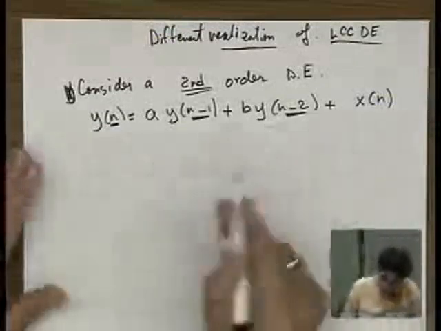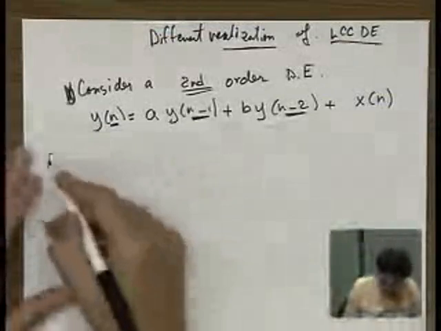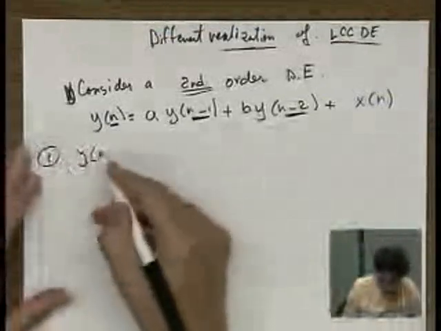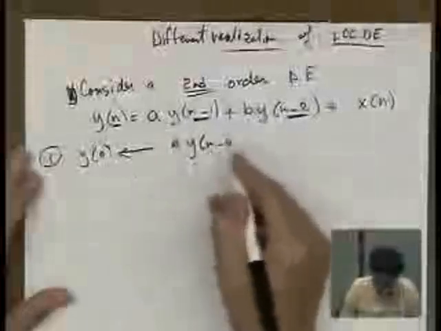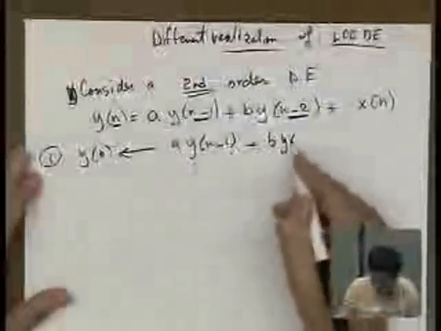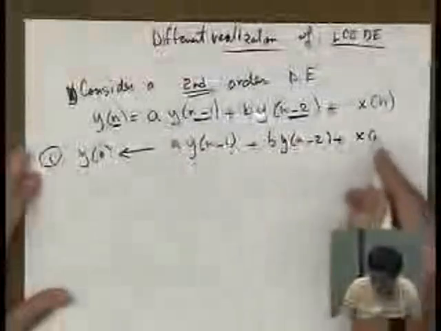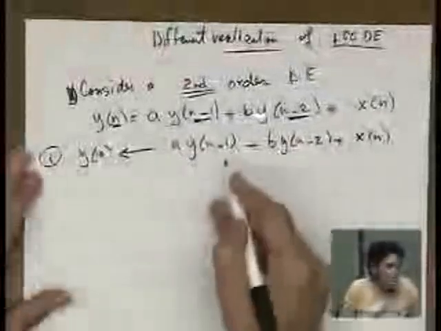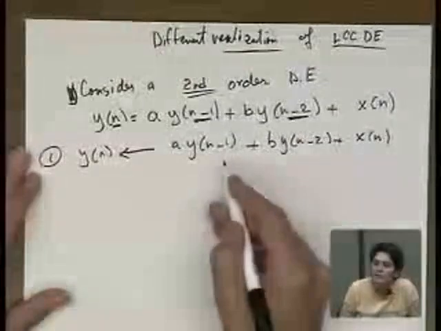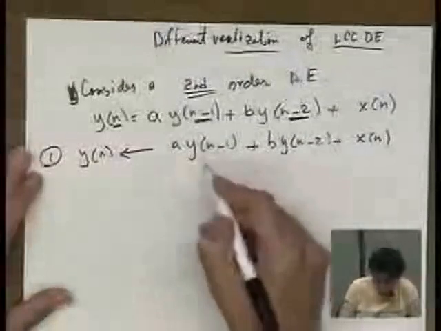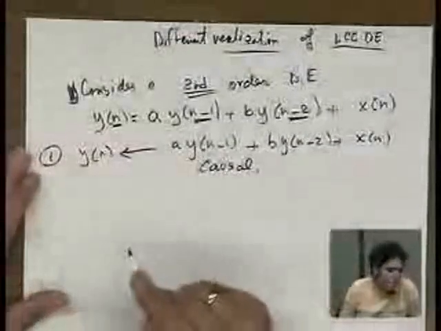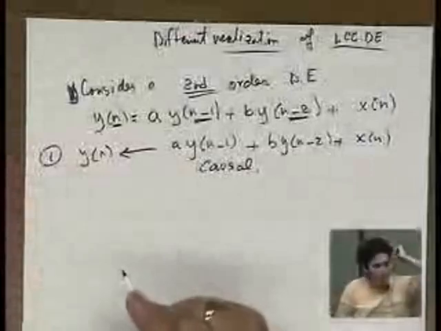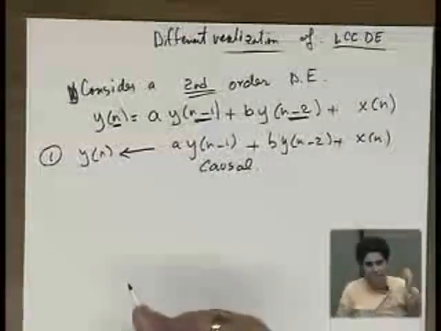Anyway, so this thing I can implement in three different ways. Way number one, which is the easiest, is just y of n takes a times y of n minus 1 plus b times y of n minus 2 plus x of n. And this implementation is what? Causal. This is a causal implementation. And if you were to guess, what would be the region of convergence of the impulse response?